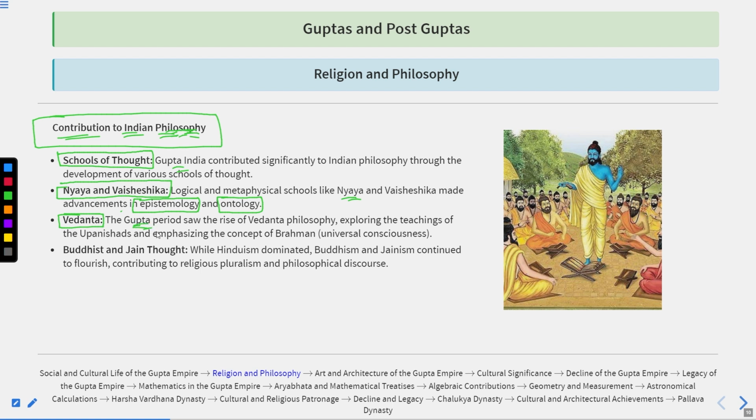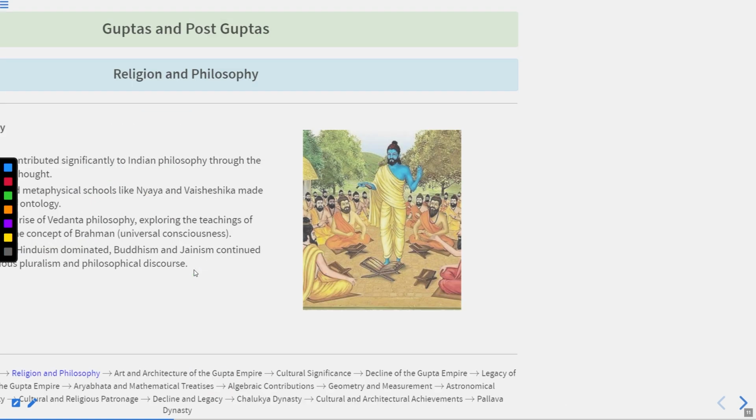Thereafter, the Vedanta. The Gupta period saw the rise of Vedanta philosophy, exploring the teachings of the Upanishads and emphasizing the concept of Brahman, the universal consciousness. It means that they went beyond the concept of the Vedas. Thereafter, Buddhist and Jain thought. While Hinduism dominated, Buddhism and Jainism continued to flourish, contributing to religious pluralism and philosophical discourse.